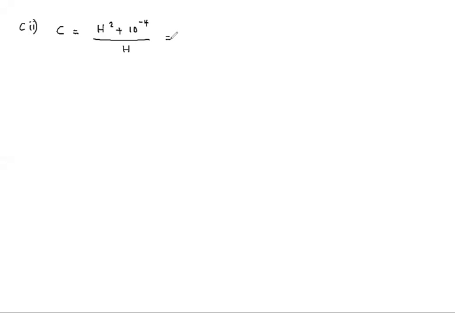Let's just keep it like that. Let's find the derivative of C. We use the quotient rule, where we differentiate the numerator, we get 2H, and multiply by the denominator, H. Remember, I'm saying let U be the numerator, H squared plus 10 to the power negative 4, and V be the denominator, H. The derivative of U is 2H. The derivative of V is 1.